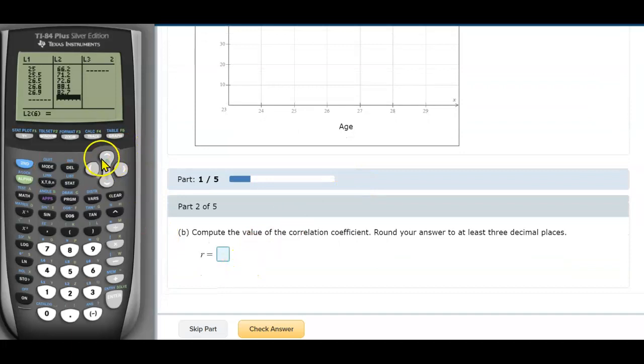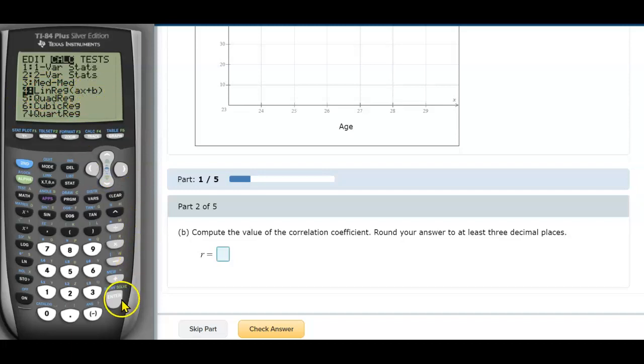All right, so now what I'm supposed to do is look for the regression. The way to do it is, again, go to statistics, you go to calculate this time, and you can see here linear regression, number 4, ax plus b. So you're going to go there and insert L1 in the table for the x's, and L2 for the y's. The frequency, you can skip it.